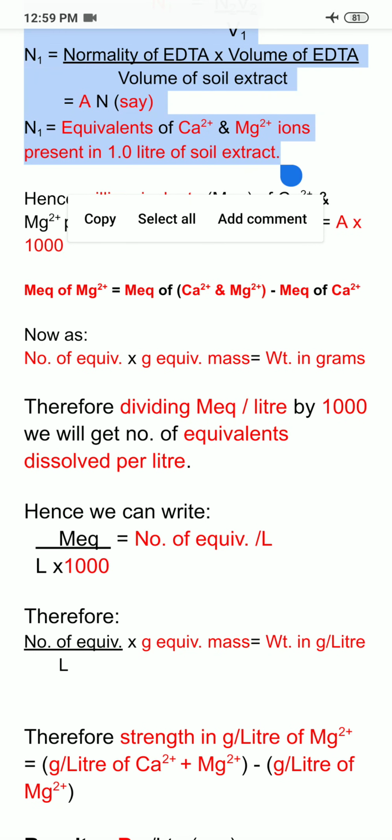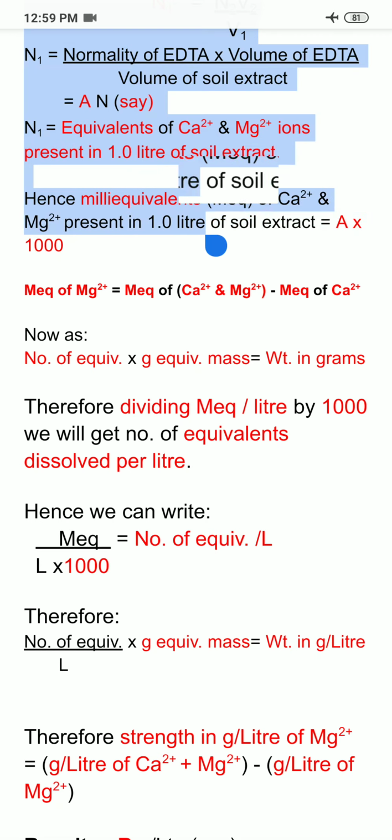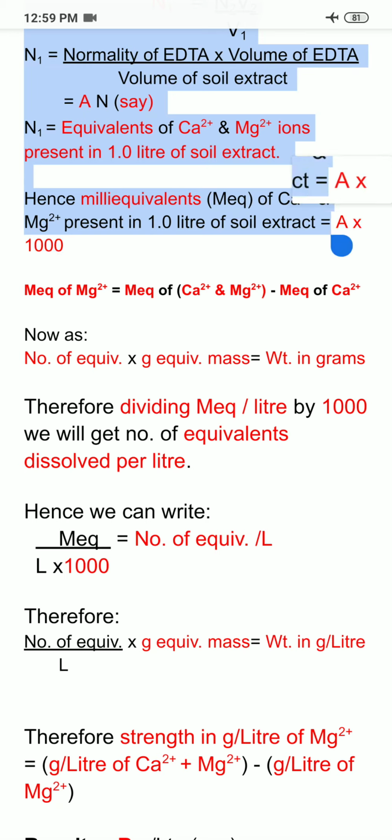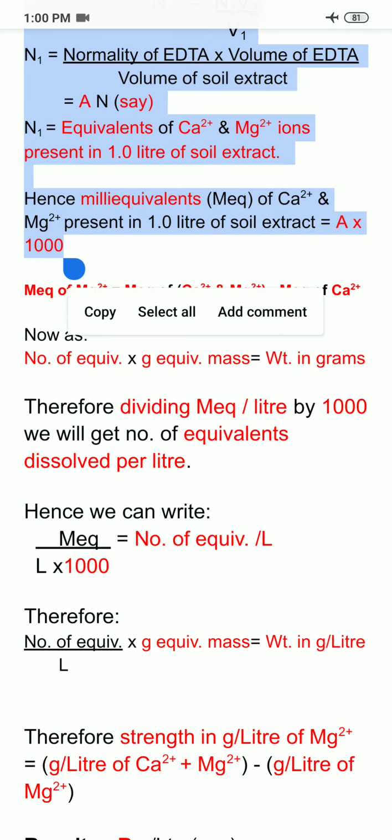Now if I want to convert equivalents into milliequivalents, then I will multiply the number of equivalents by 1000. Hence I can write that the milliequivalents of calcium and magnesium ions present in 1 liter of soil extract will be equal to A, as our normality comes out to be equal to A. So that was in gram equivalents. If I wish to write it in milliequivalents, then I will multiply it by 1000. So I have written A into 1000.